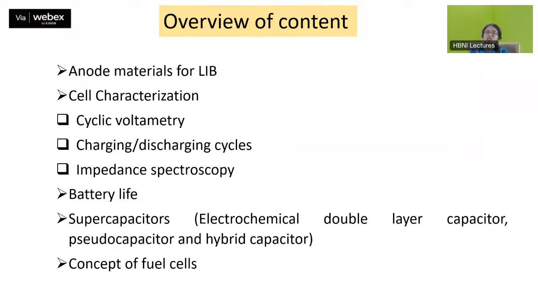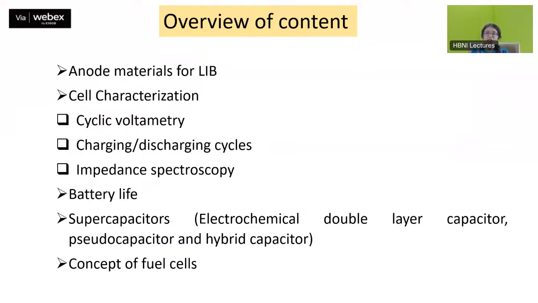But anyway, for today's class, the overview of content as I have given on this slide: it is anode materials for LIB. We'll do a little bit of cell characterization. So when you have a lithium ion battery cell, how do you characterize that cell? There are various techniques for that.